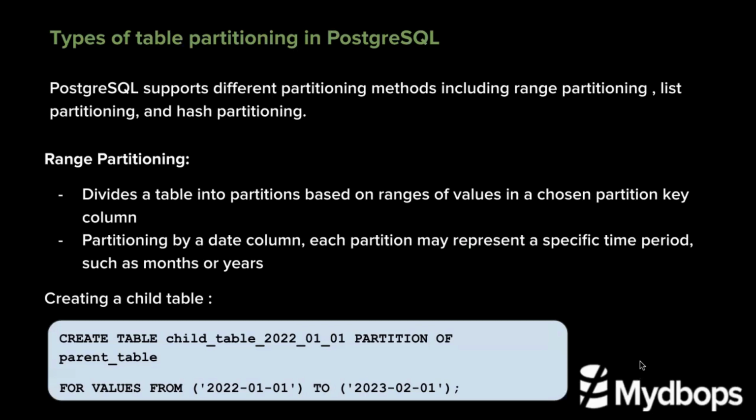In this partitioning, each partition represents data from a specific time period, such as days, weeks, months, or years. This is the syntax to create the child table based on range partitioning, where we are defining the range of dates for this particular child table to have the records from 1st of Jan to 1st of Feb for 2022 to 2023. So all the data between this time range will be stored in one particular child table.